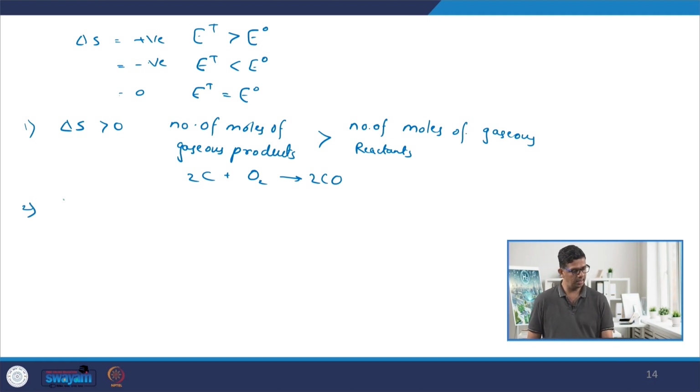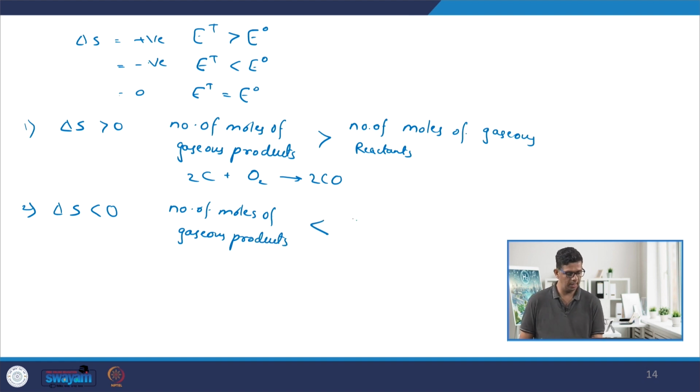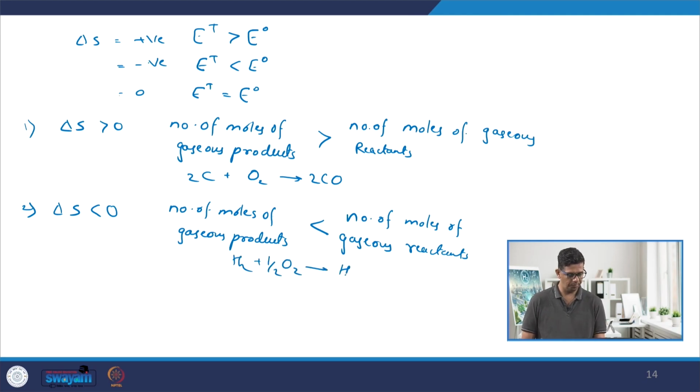Let us take the second example wherein the entropy change is negative. The same case will be applicable. Number of moles of gaseous products will be less than the number of moles of gaseous reactants. The example is our very conventional hydrogen oxidation, H2 plus half O2 gives H2O.